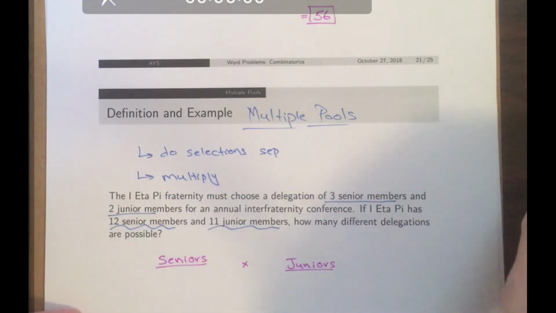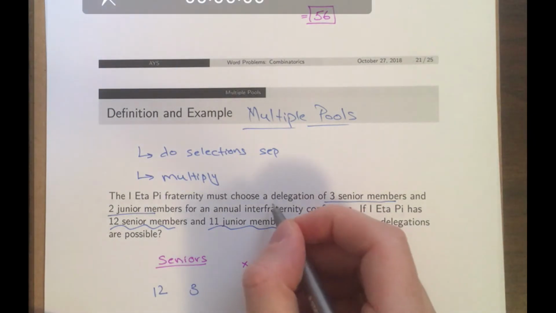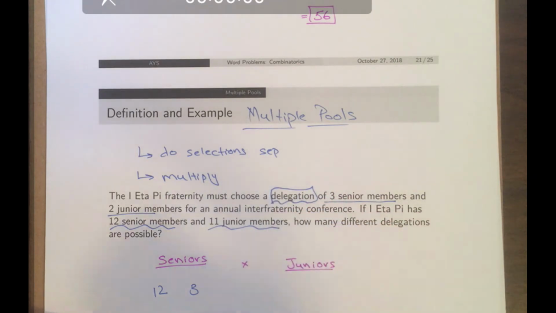The number of seniors, well, there's 12 seniors total at the school, and it is a committee of 3 seniors. And it's a committee, right? It says delegation. There's no indication that order matters here. So this is just choose: 12 choose 3, 12 combination 3. The juniors, there's 11 juniors, and I need to choose 2 of them. Again, no indication that the order matters.